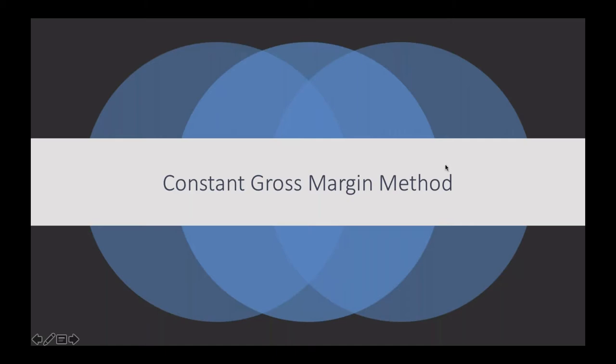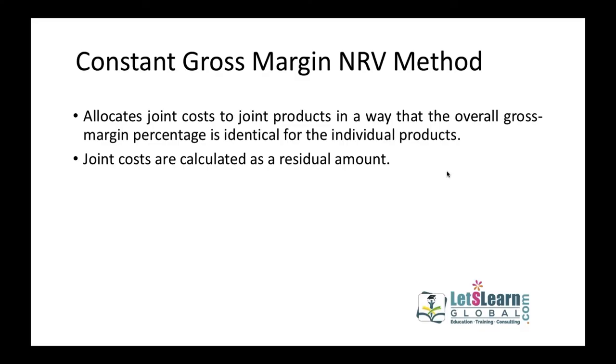Hi, welcome to the session on joint cost allocation method. In this session, we'll discuss the constant gross margin percent method, or percentage gross margin method, to allocate the joint costs to the joint products.